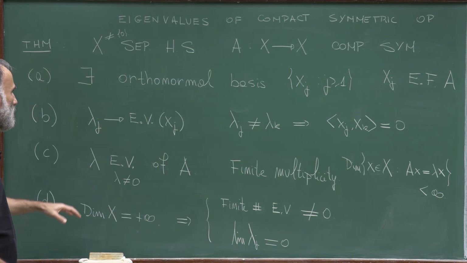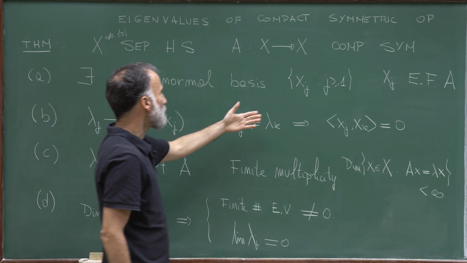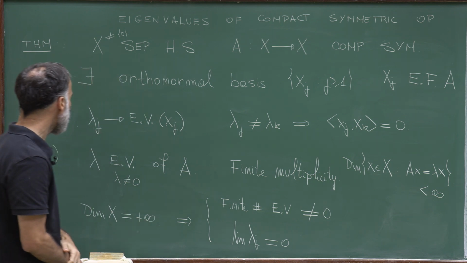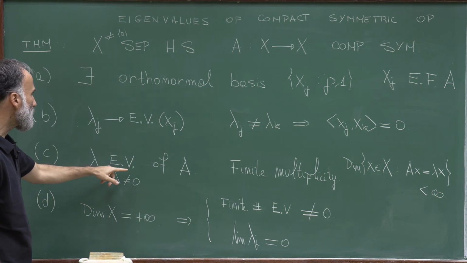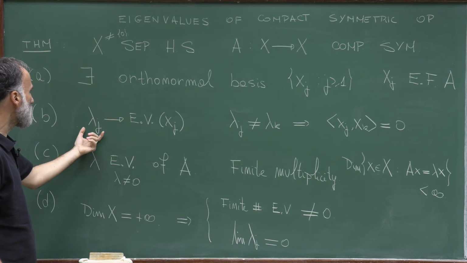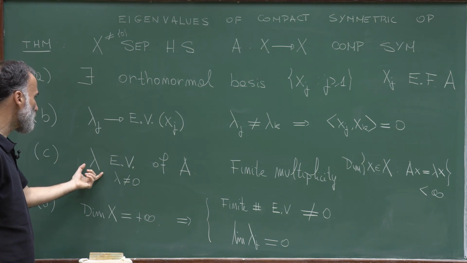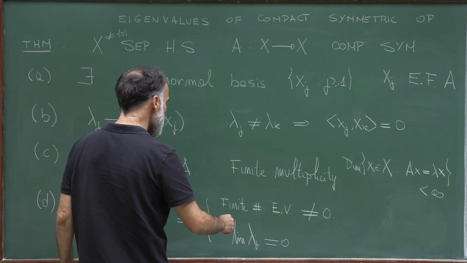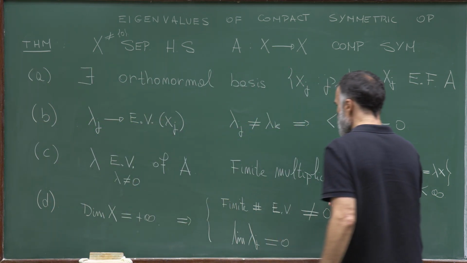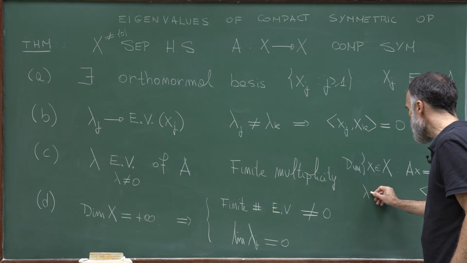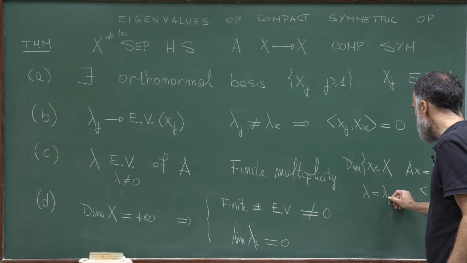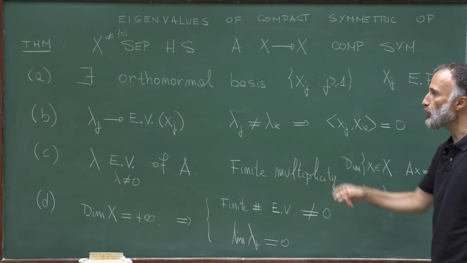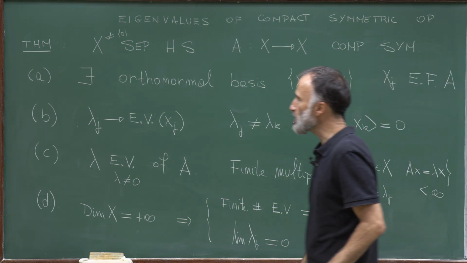And here, let me mention that xj forms an orthonormal basis, and that if lambda is an eigenvalue, it has to be one of these lambda j's. So besides proving that if lambda is an eigenvalue of A, it has finite multiplicity, I will also prove that lambda is equal to one of these lambda j's, which are the eigenvalues associated to this orthonormal basis. So this is the statement.